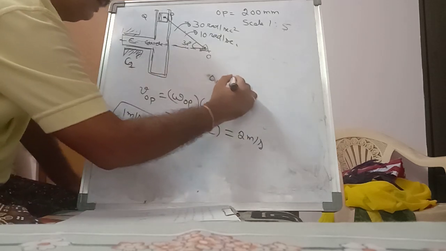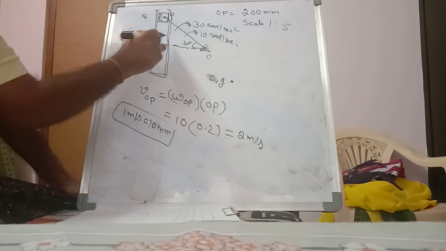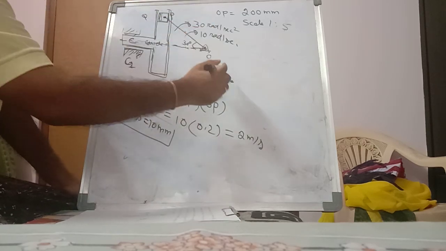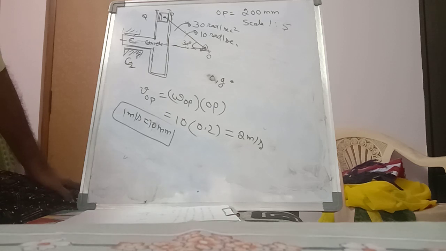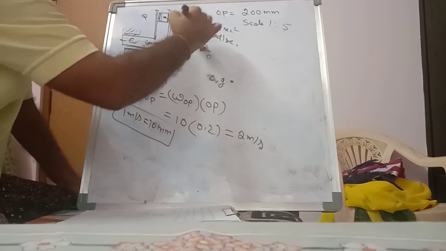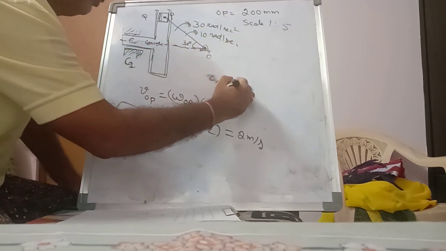You have to draw a line op which is perpendicular to capital OP. Small op is perpendicular to capital OP. Here it is mentioned the direction is clockwise, so you have to draw op.